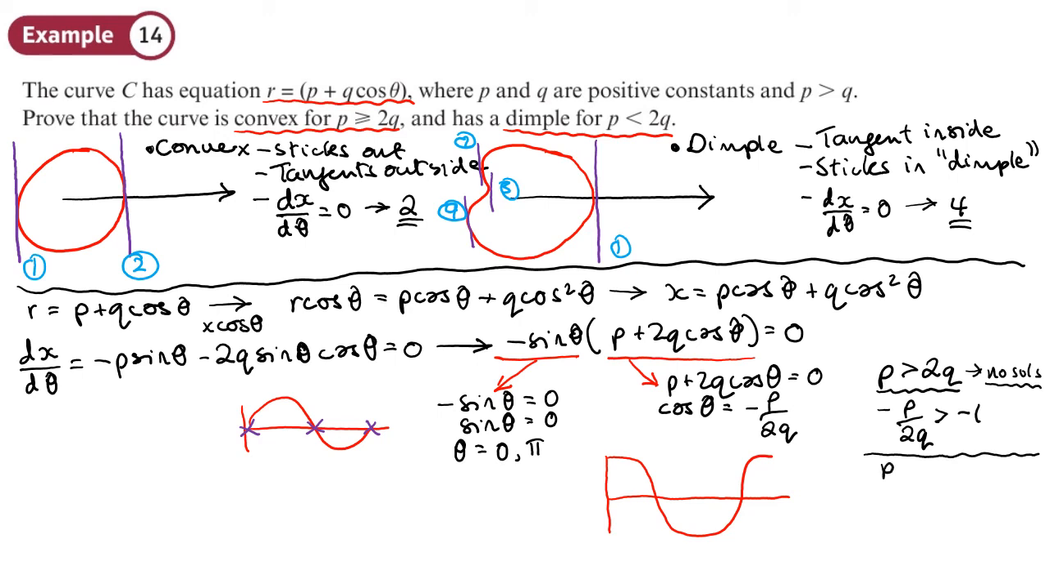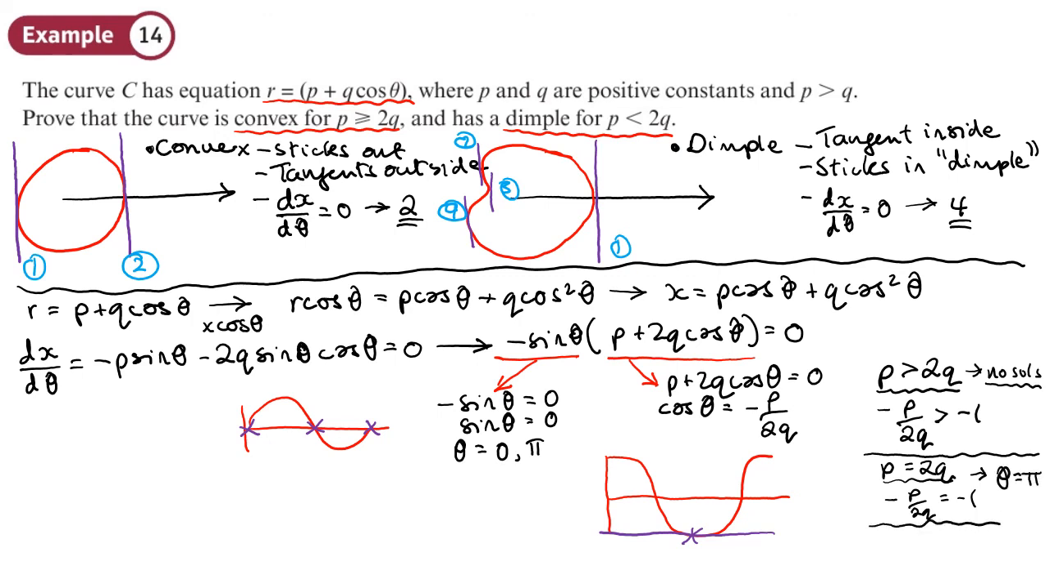What if p is equal to 2q? Okay, what that means is that negative p over 2q, well, if the top equals the bottom, you're just going to get negative 1. So let's have a look how many solutions we get for negative 1. All right, we get a solution here, and that solution is at pi. So I'll just write that down: the solution we get is going to be theta equals pi.